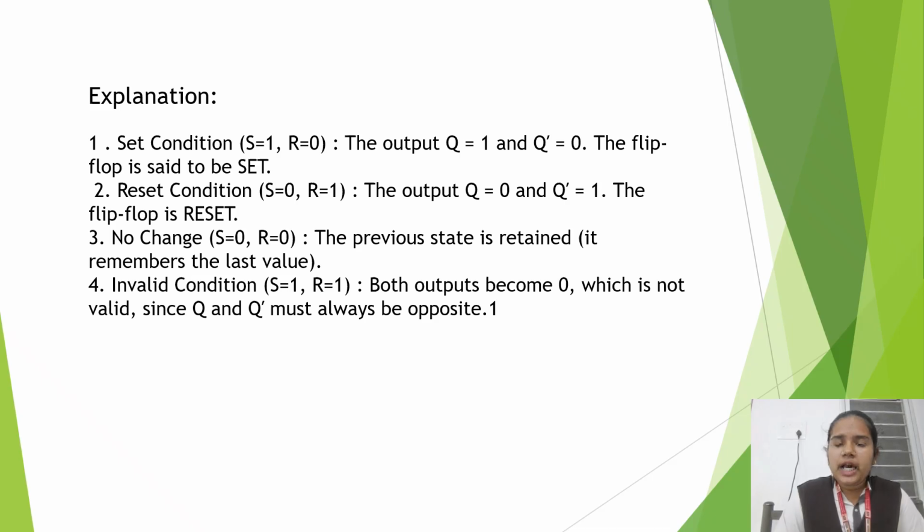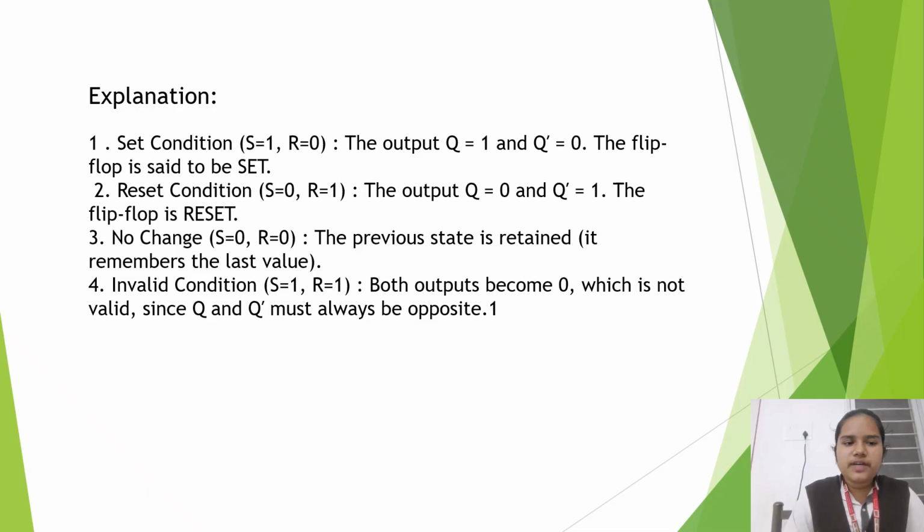And we can see the explanation of the working of the flip-flop. First one, set condition. S equals 1, R equals 0. The output Q equals 1 and Q bar equals 0. The flip-flop is said to be in set condition. Reset condition. S equals 0, R equals 1. The output Q equals 0 and Q bar equals 1. The flip-flop is reset. No change. S equals 0, R equals 0. The previous state is retained. It remembers the last value. Invalid condition. S equals 1, R equals 1. Both outputs become 0, which is not valid since Q and Q bar must always be opposite.